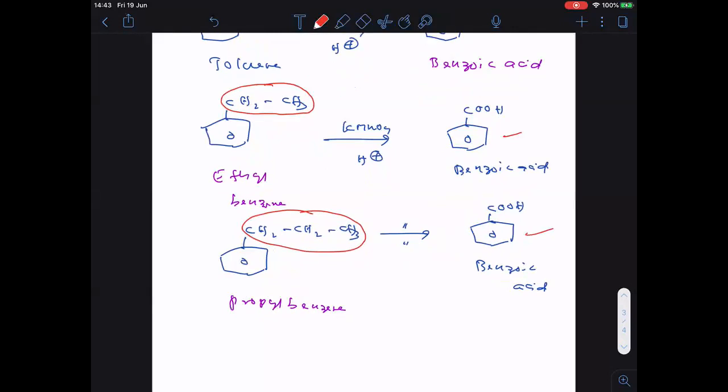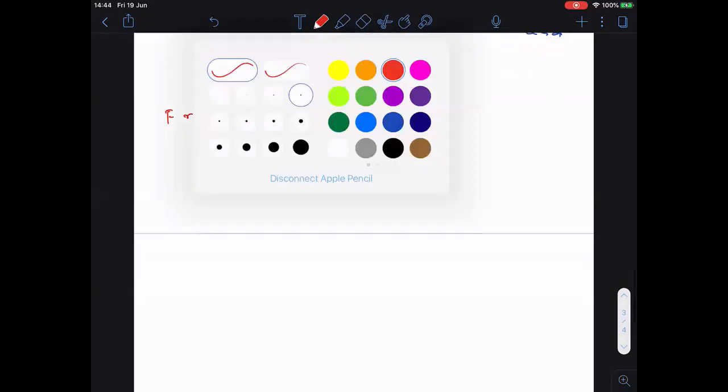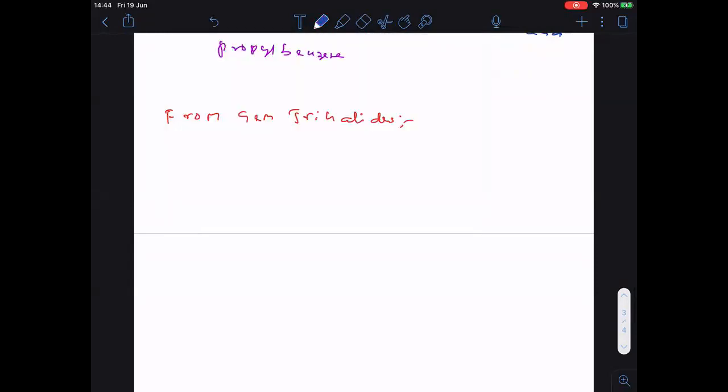Hope you are able to understand this one. Right, now let us enter into the next preparation method. The next preparation method is from gem trihalides. Okay, so now see clearly, gem trihalides.